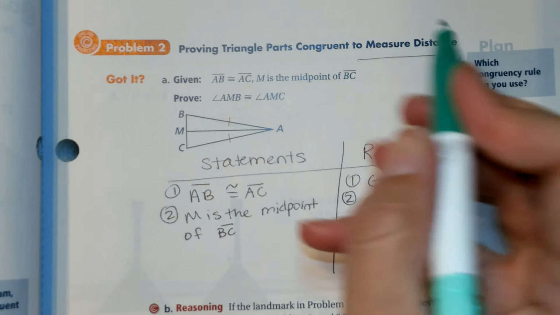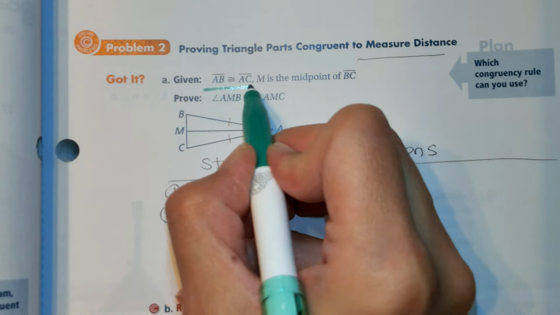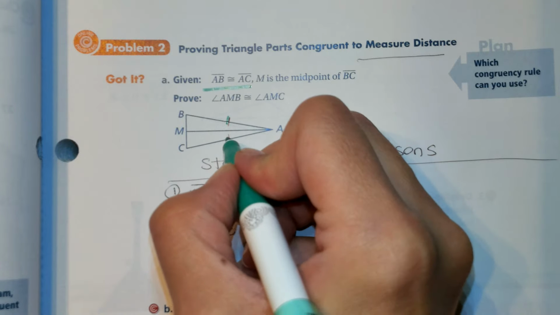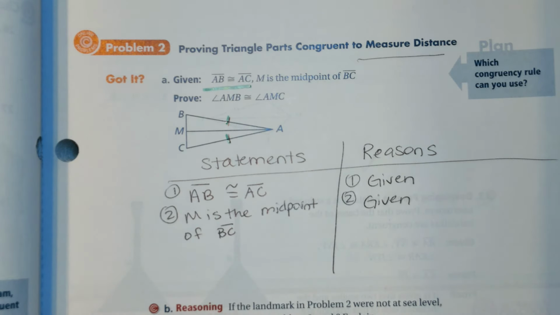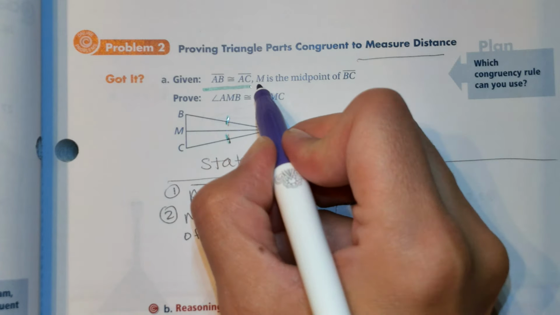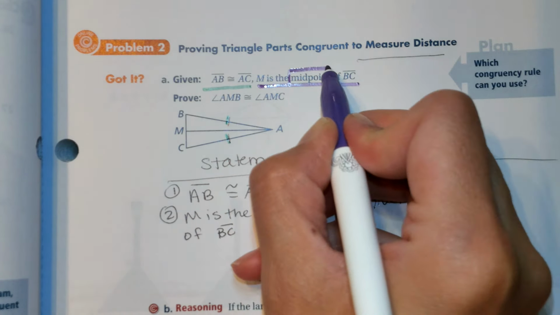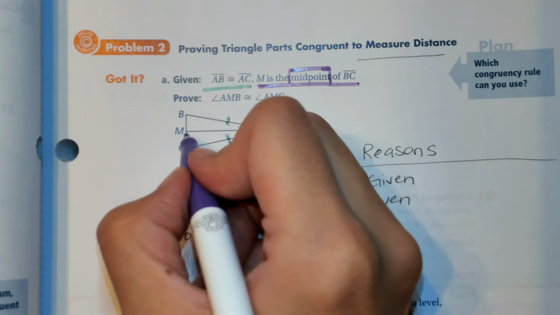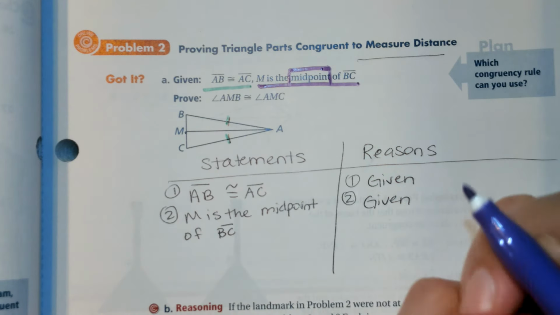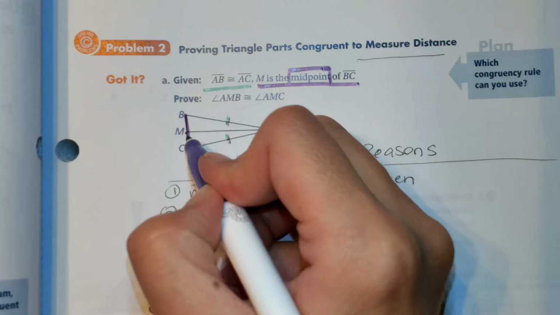Okay, so based on the given, it says segment AB is congruent to segment AC. So they already marked it, but I'm just checking it. The other piece of information is one of our definitions. M is the midpoint of BC. So M right here is the midpoint of this segment BC.